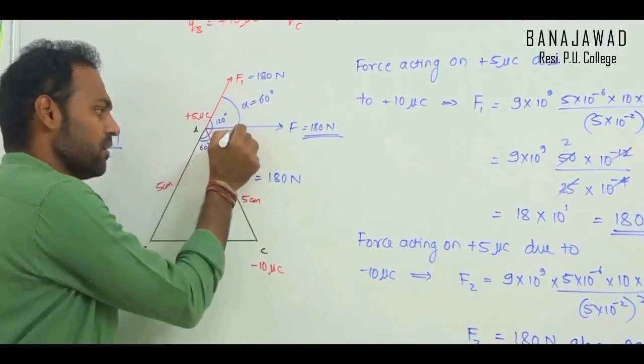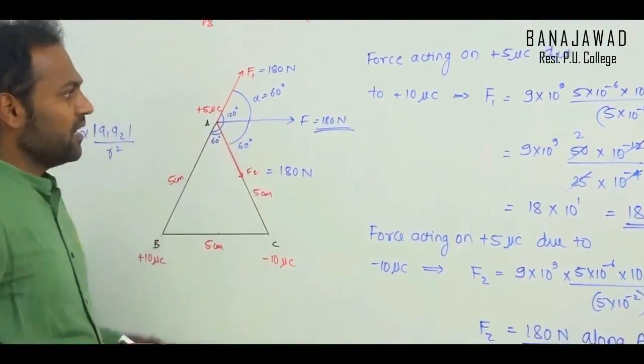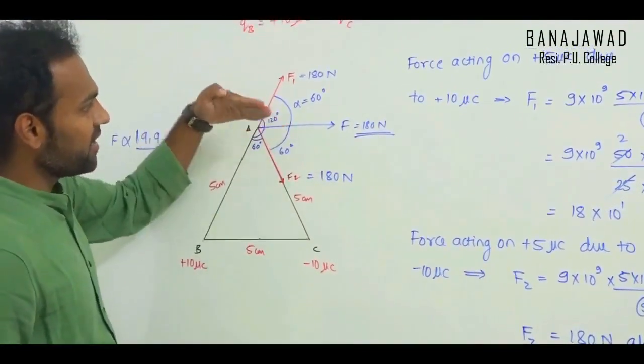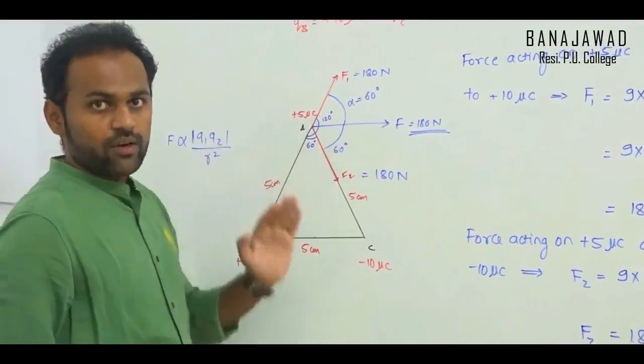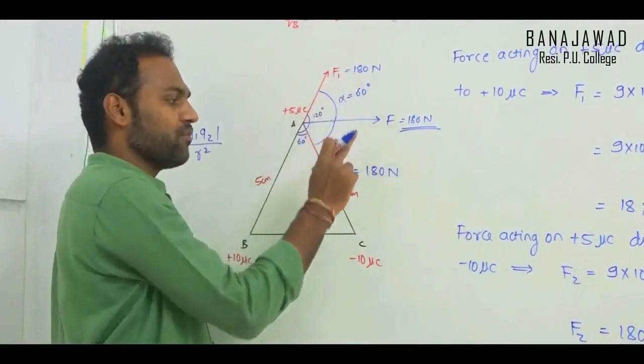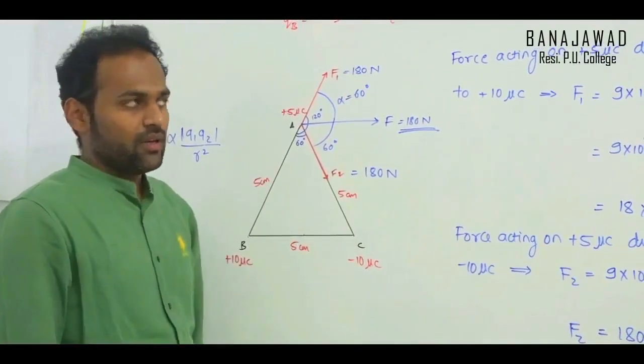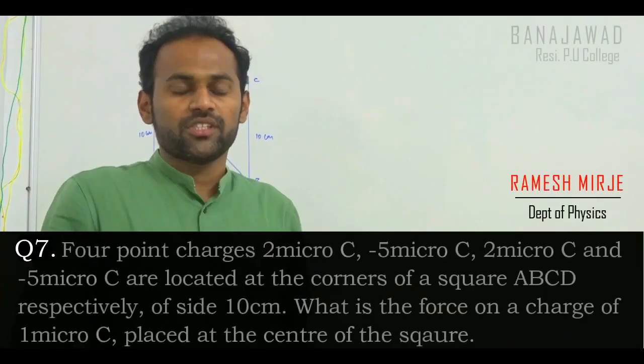So this is 60 and this will also be 60. Hence, that resultant force is dividing 120 degree into 2 equal halves. Why is it dividing into 2 equal halves? Because both the vectors F1 and F2 are equal in magnitude. Right? So this is the final answer. We'll go for the next question then.